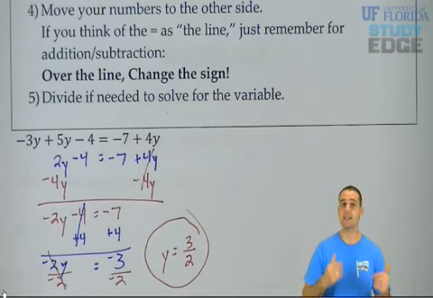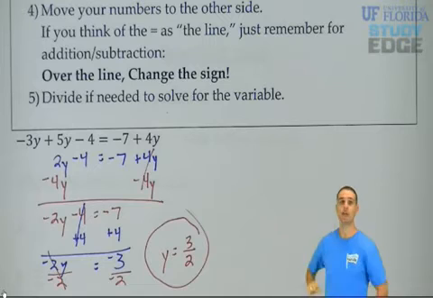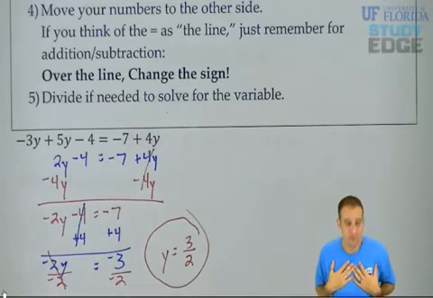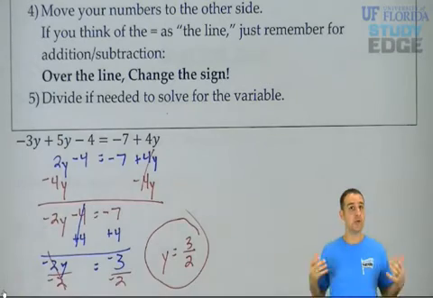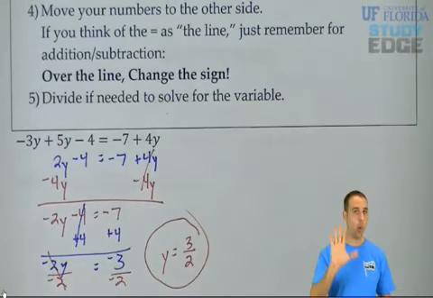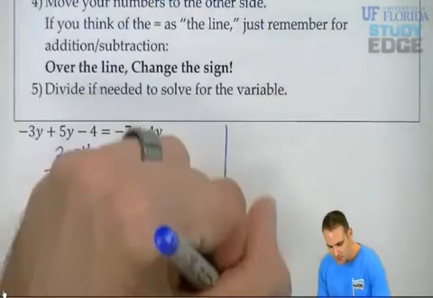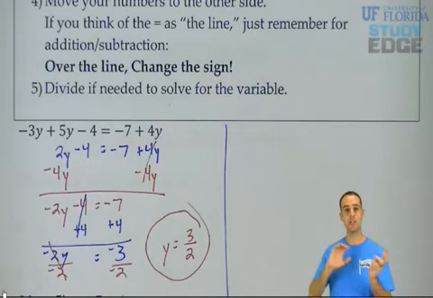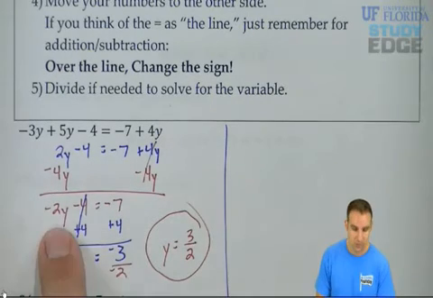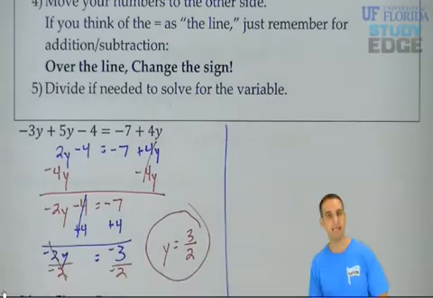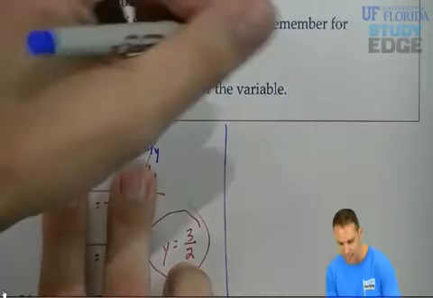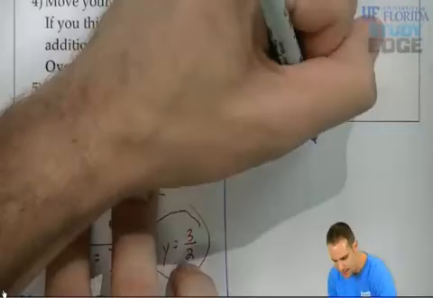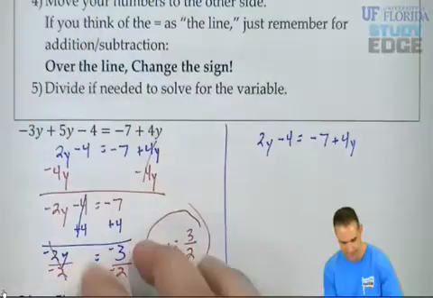Also, keep in mind, I said you can move your variables to one side, your numbers to the other. In this case, and for most cases, I like to move my variables to the left. But you could also move them to the right. So watch this for just a minute. I'm going to solve the same equation right at this step, but I'm going to move my variables to the other side. So instead of moving them to the left, I'm going to move them to the right instead. I'm going to take this step in blue and rewrite it. 2y minus 4 equals negative 7 plus 4y.